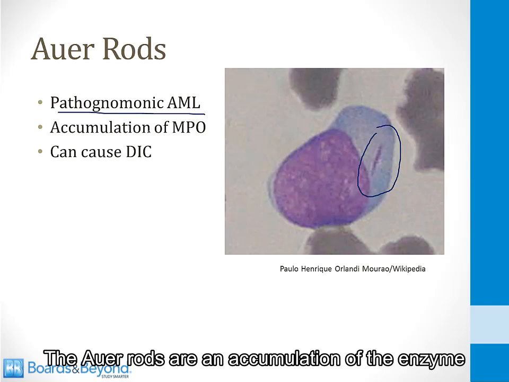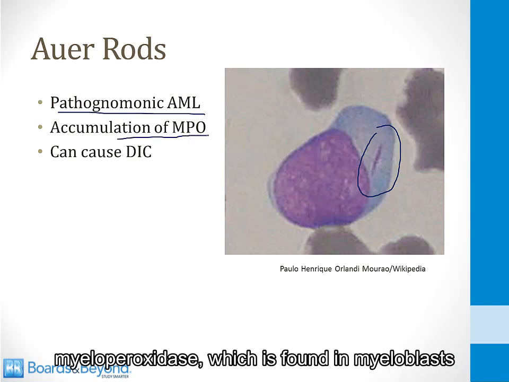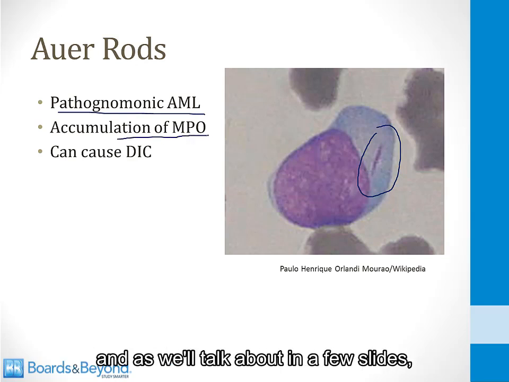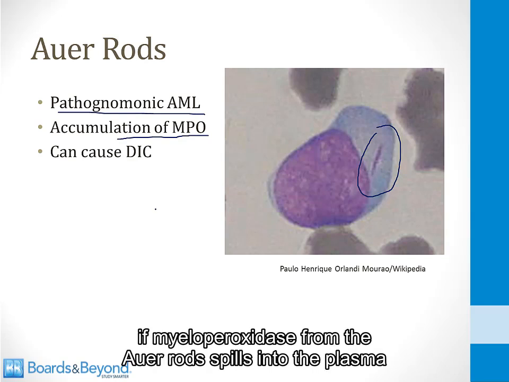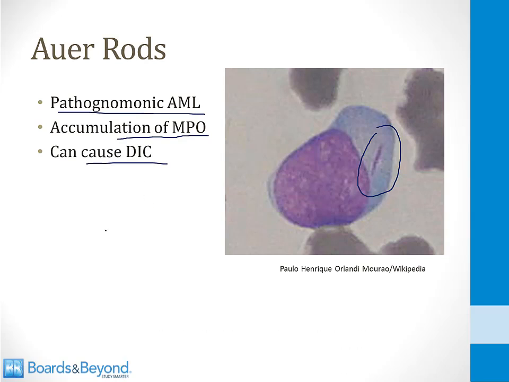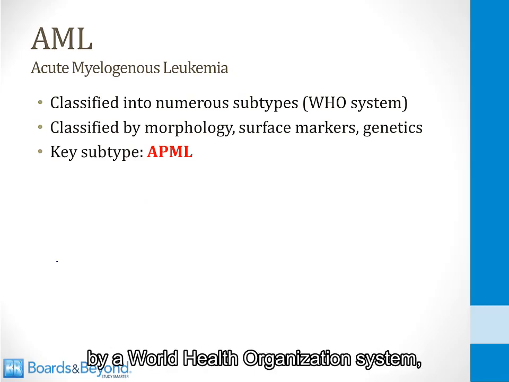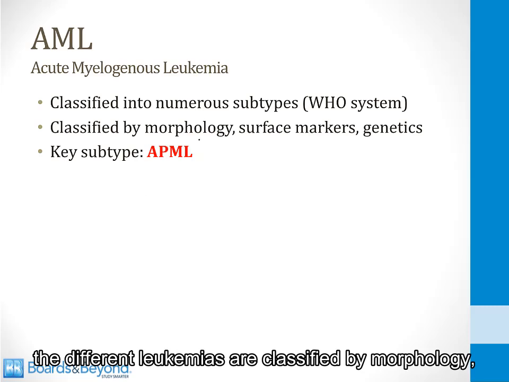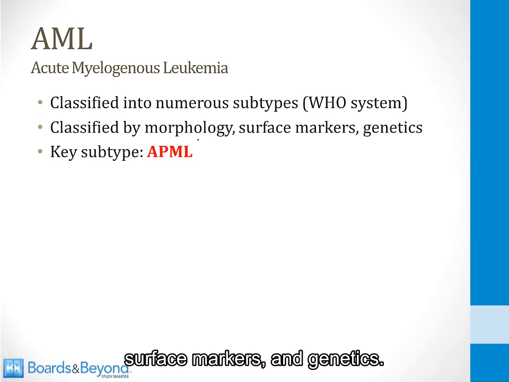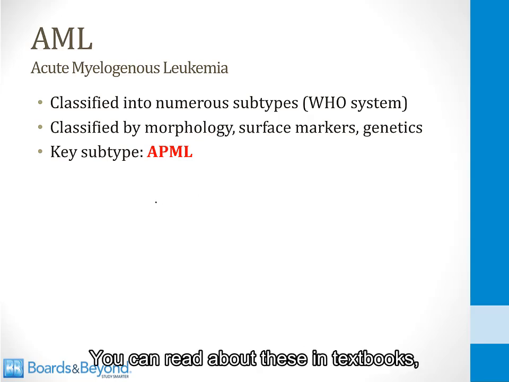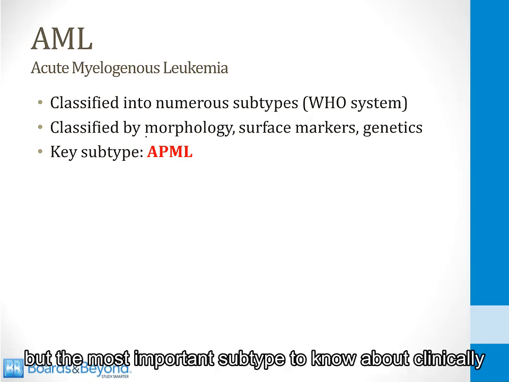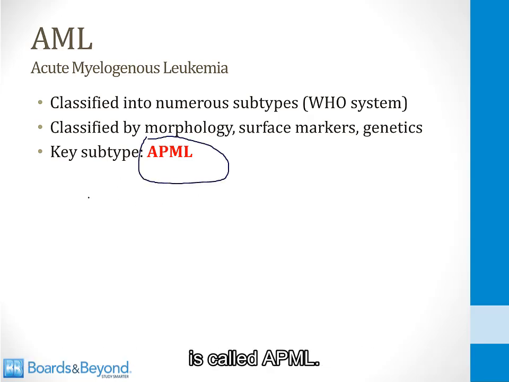The Auer rods are an accumulation of the enzyme myeloperoxidase, which is found in myeloblasts. And as we'll talk about in a few slides, if myeloperoxidase from the Auer rod spills into the plasma, it can potentially cause DIC. AML is classified into numerous subtypes by a World Health Organization system. The different leukemias are classified by morphology, surface markers, and genetics.